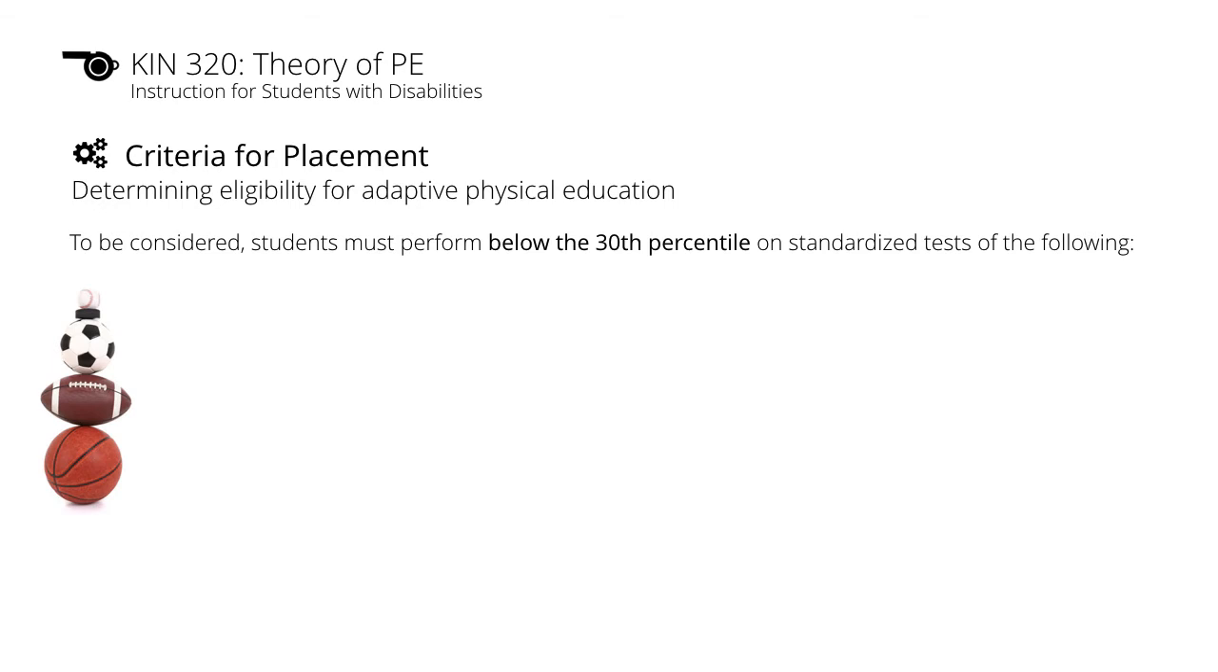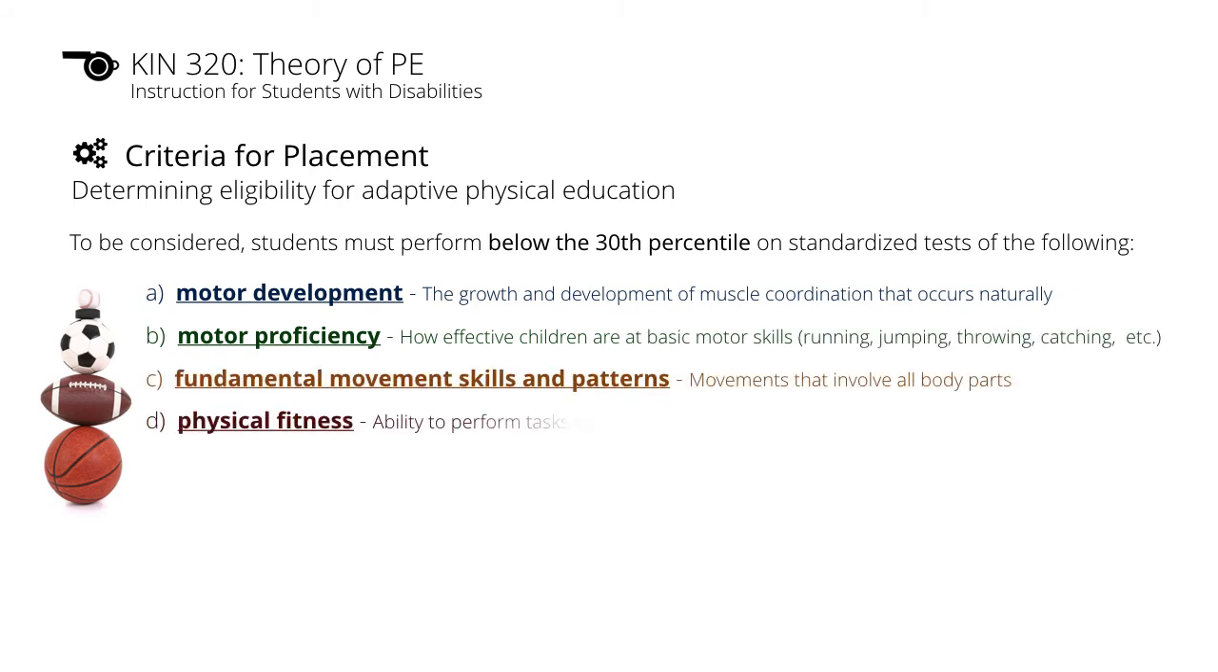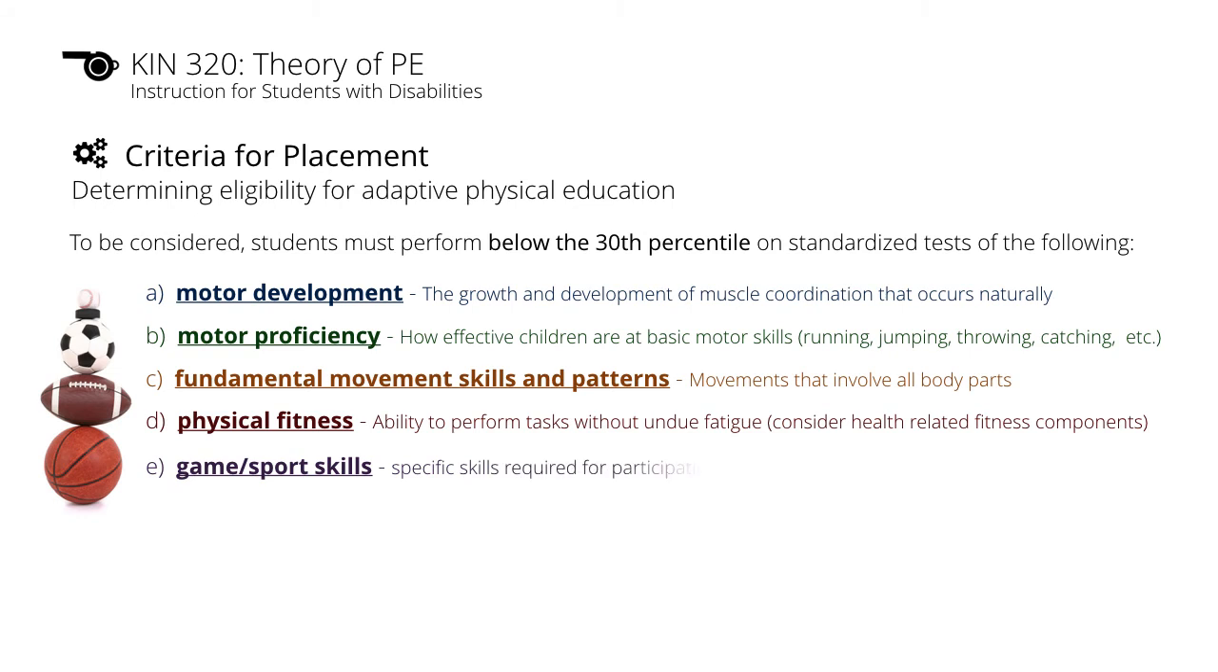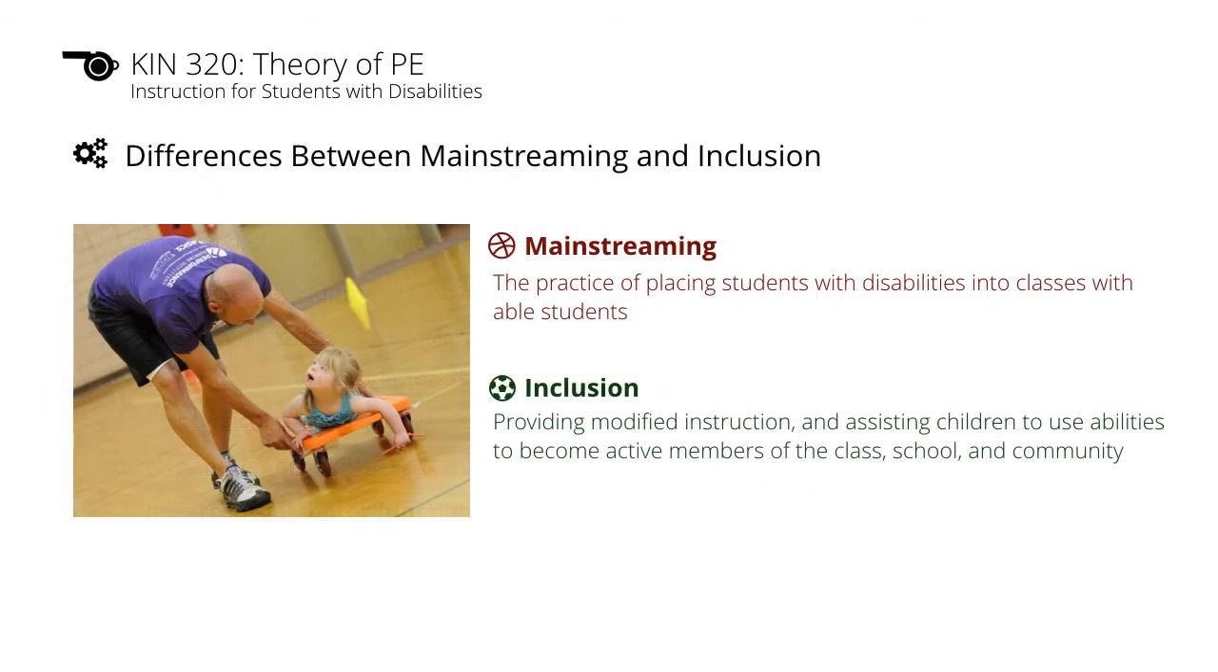And those include a motor development assessment, a motor proficiency assessment, fundamental movement skills and patterns assessment, physical fitness assessment, sports skill assessment, and a perceptual motor functioning assessment. So you can see that the assessment and placement criteria is pretty tough for students who are going to be placed in an adaptive physical education program. Then, even if the student qualifies for an adaptive PE program, they can still either be mainstreamed into a general PE class, or they can have inclusion requirements.